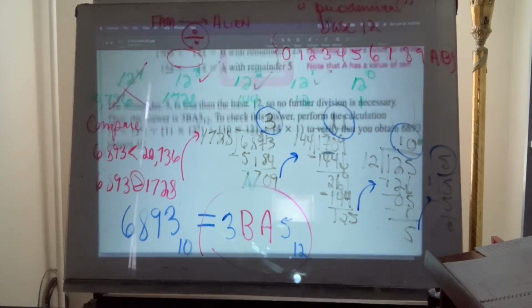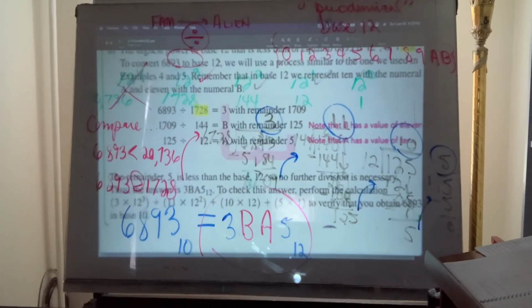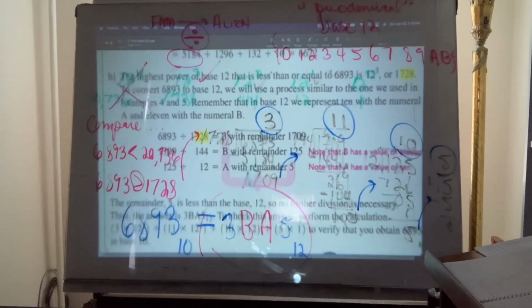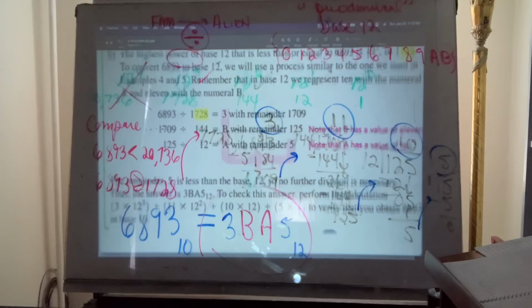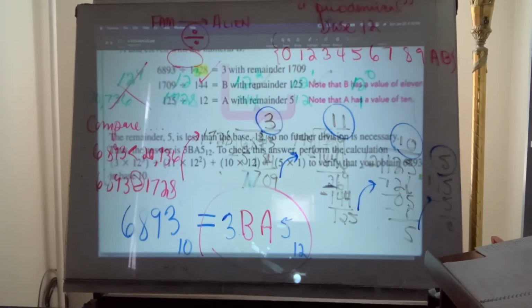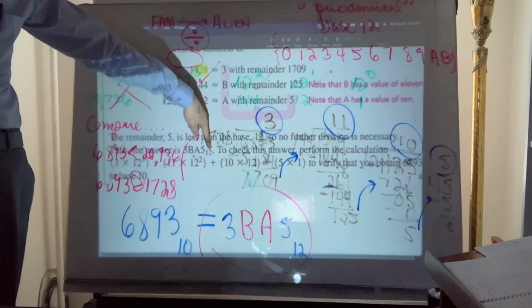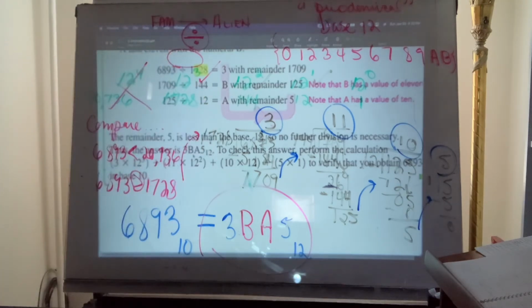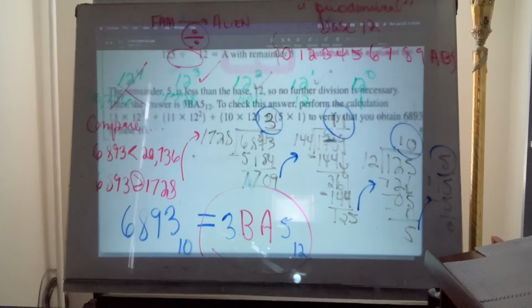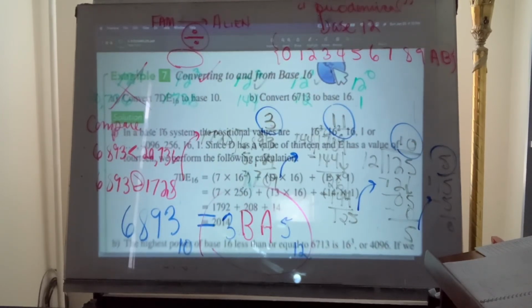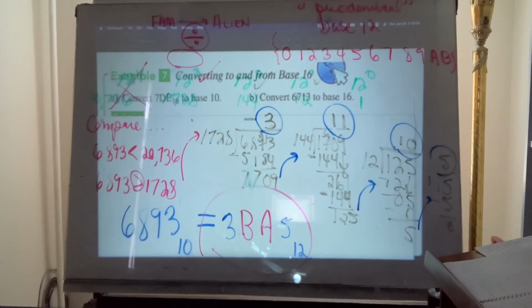I must have cut it off. Yeah, there it is. It's in the middle here. Basically right there. 3BA5 base 12. I don't know why they didn't make it more prominent than that, but hey, whatever.